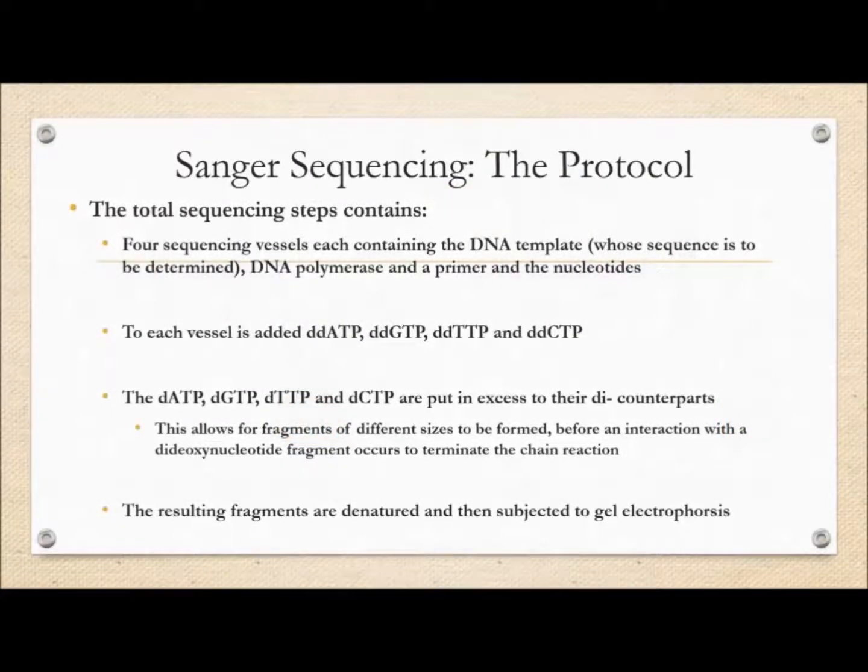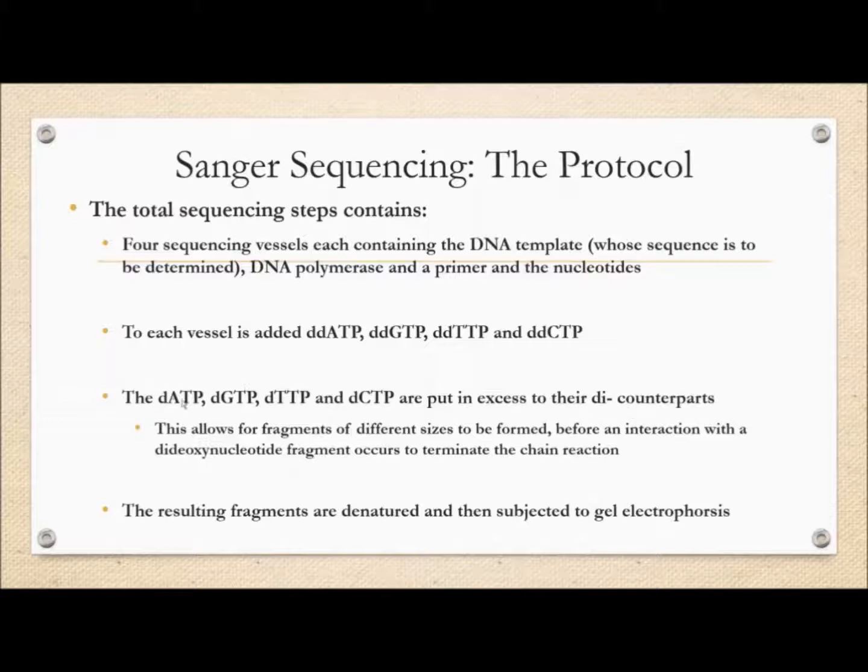The total sequencing step contains 4 sequencing vessels: the DNA template, whose sequence is to be determined, DNA polymerase, a primer, and the nucleotides. To each vessel is added the dideoxynucleotide triphosphate for adenine, guanine, thymine, and cytosine. And then the deoxynucleotides are added in excess to their dideoxy counterparts.